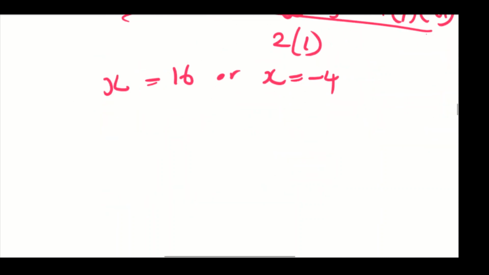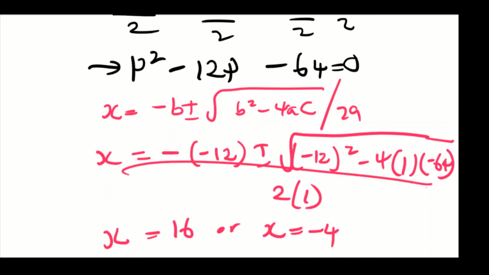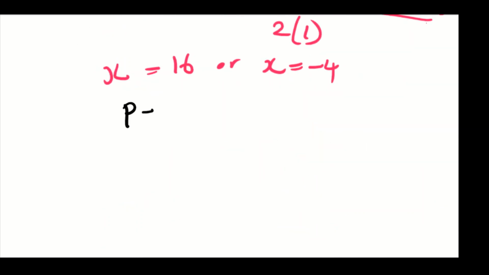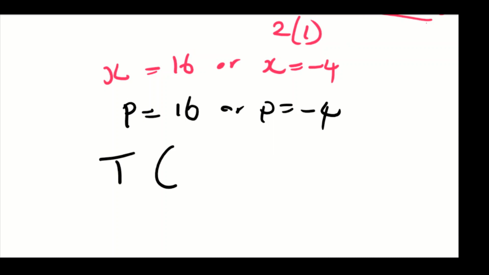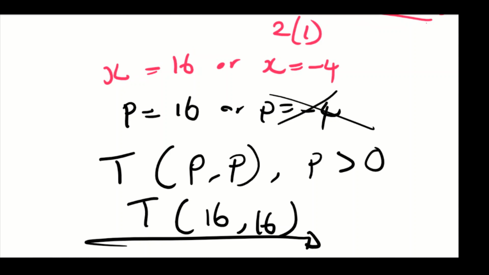So this means that, because you're calculating for p, p is equal to 16 or p is equal to minus 4. And those are the coordinates of this one here, which remember is p and p, right? And p must be greater than 0. So this is out. So T is 16 and 16. So these are the coordinates of T.